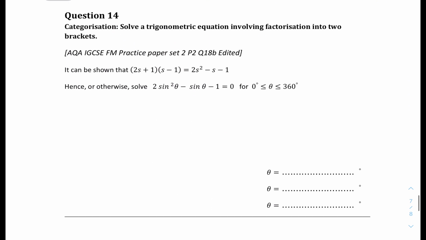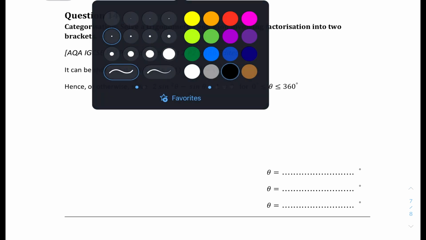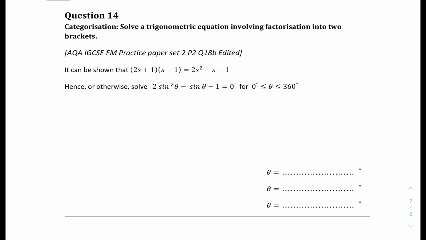And moving on to the last question, it says it can be shown that 2s plus 1 times s minus 1 equals 2s squared minus s minus 1. Hence or otherwise solve this right here. So it basically gave you the answer already, because you can see that this format right here is the same as this format. That means it can be factorized in this way.